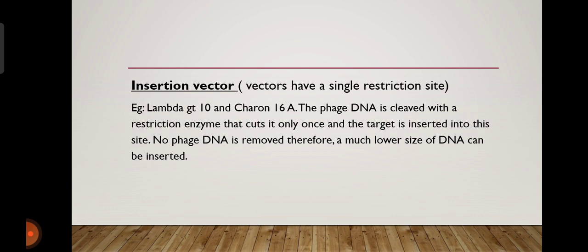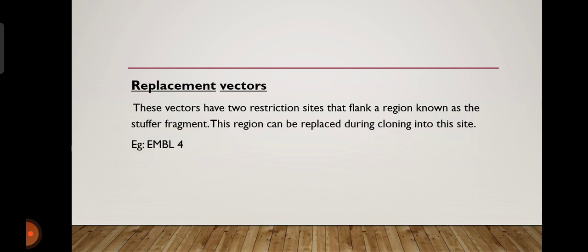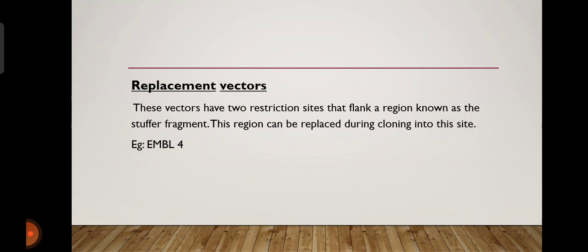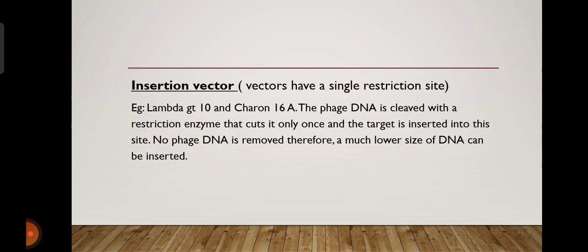There are two types of vectors. The first one is replacement vectors and the second one is insertion vectors. Replacement vectors have two restriction sites that flank a region known as the buffer fragment. This region can be replaced during cloning into this site. Example, EMBL4. The last one is insertion vectors. Vectors have a single restriction site.